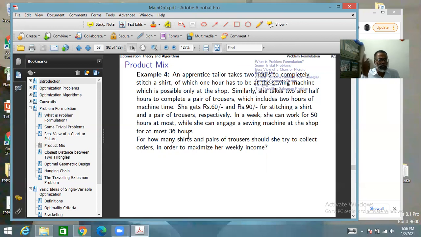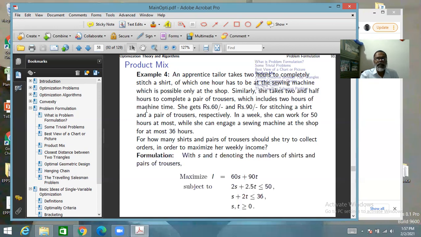Even late night. So for how many shirts and pairs of trousers should she try to collect orders so that she gets maximum income in a week? If the time constraints were not there, then she would collect orders only for trousers, as many as possible. So that is sort of meaningless, but there are constraints. So you put everything together.